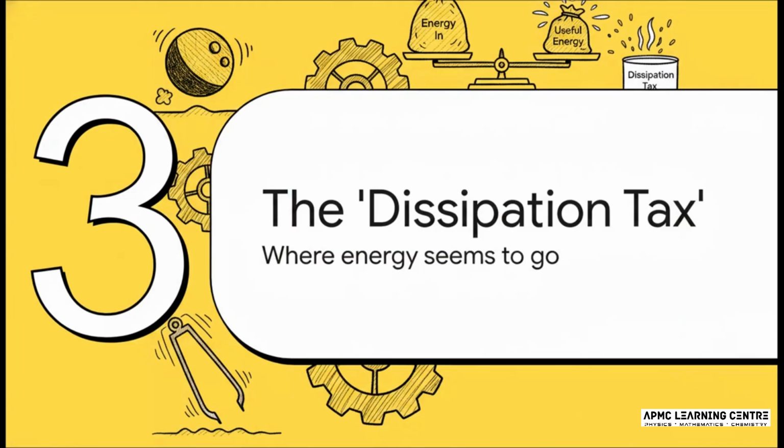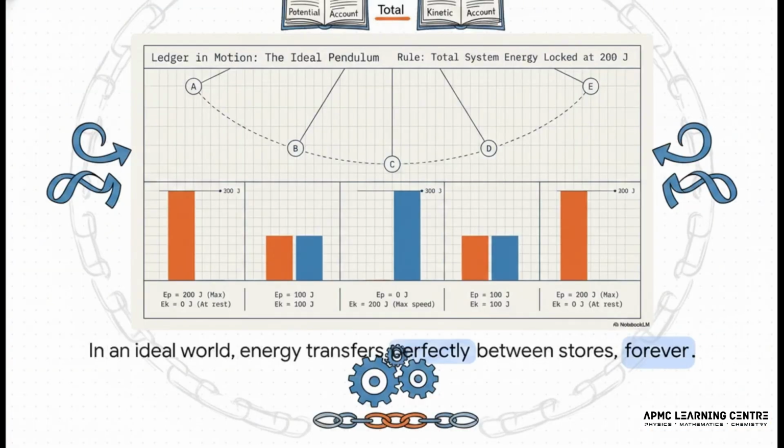So this leads to a pretty logical question. If energy is always conserved and just gets moved between accounts, then why does a bouncing ball eventually stop bouncing? Why does a pendulum stop swinging? I mean, where does all that energy go? Well, in a perfect theoretical world, a world with no friction, no air resistance, things actually wouldn't stop. A pendulum would just swing back and forth forever. The energy would just transfer perfectly from its potential account at the top of the swing to its kinetic account at the bottom and back again. The total amount would stay exactly the same, a perfect closed loop.